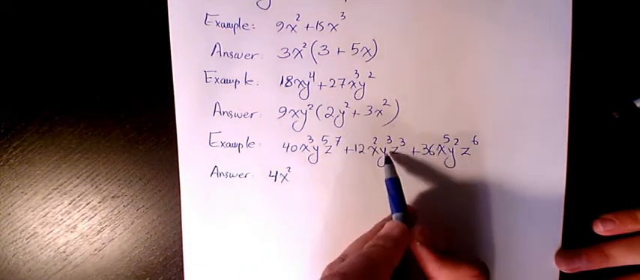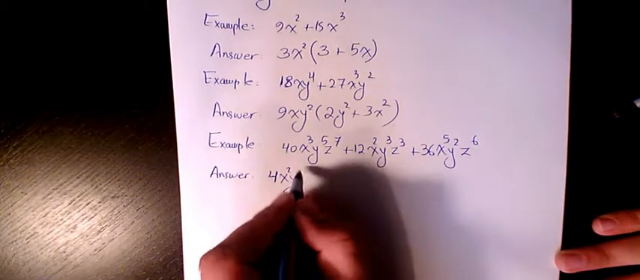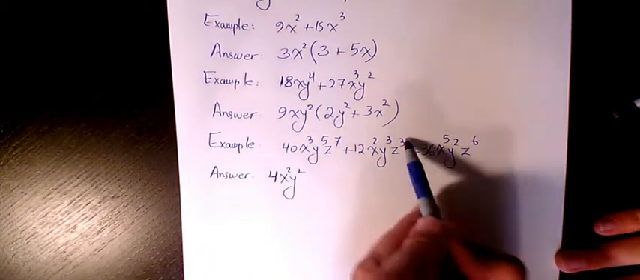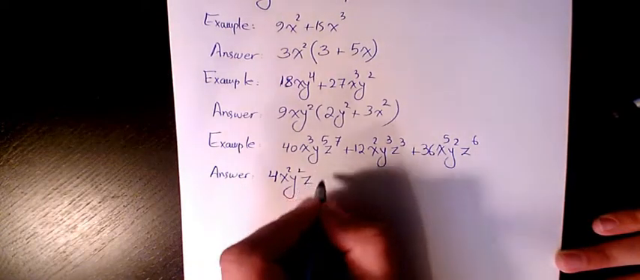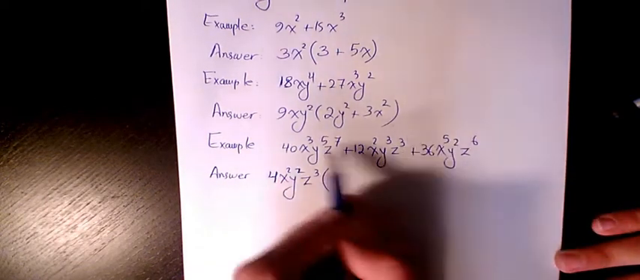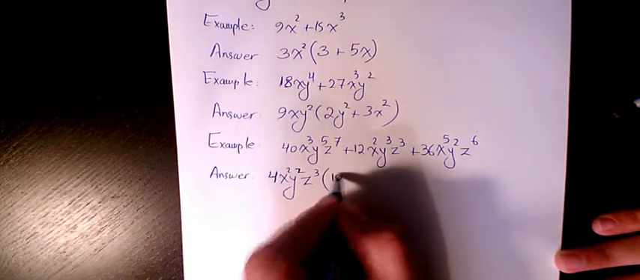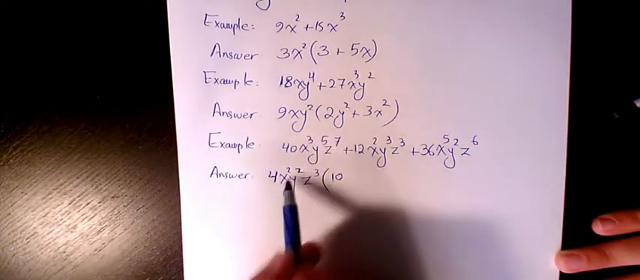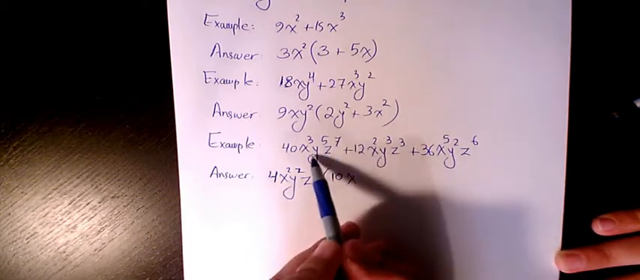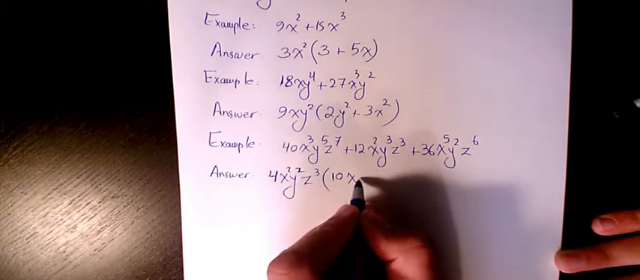Y to the power of 5, y to the power of 3, y to the power of 2 is going to be y squared. Z to the power of 7, z to the power of 3, z to the power of 6. It's going to be z to the power of 3 because that's the smallest one. And now we need to divide it. 40 divided by 4 is going to be 10. X cubed divided by x squared, just x. Y to the power of 5 divided by y squared is going to be y cubed.